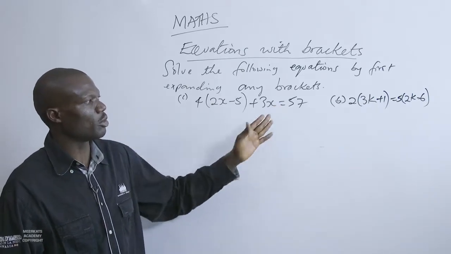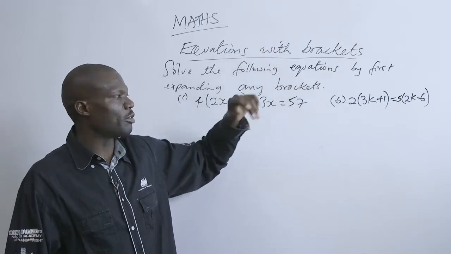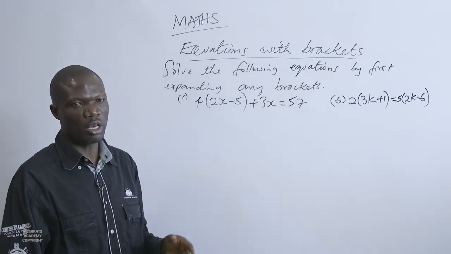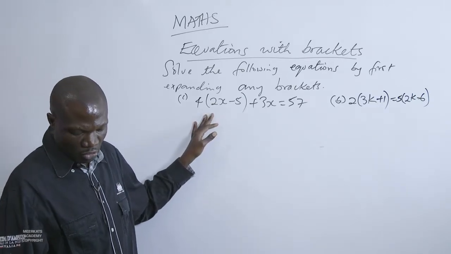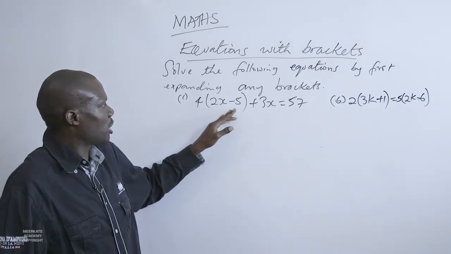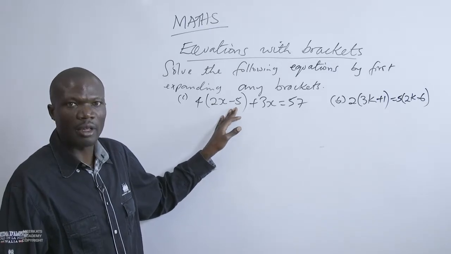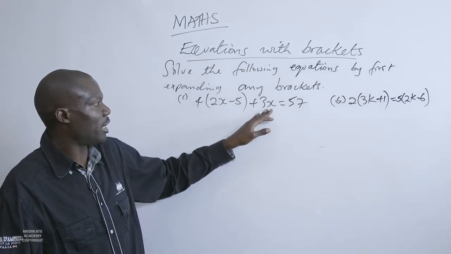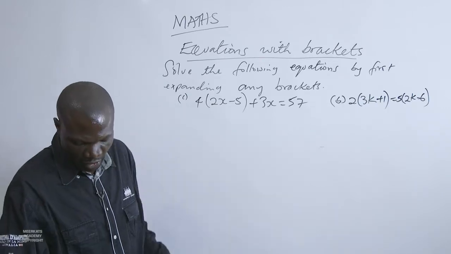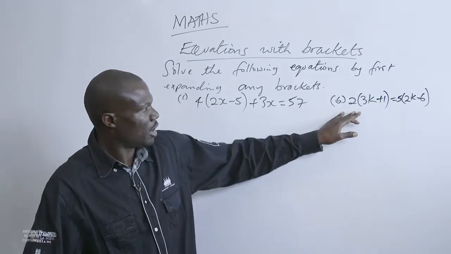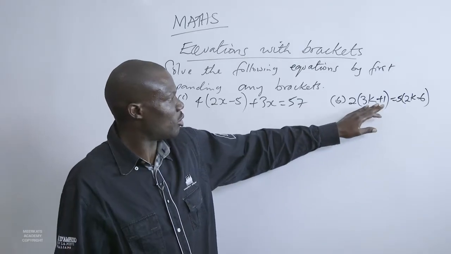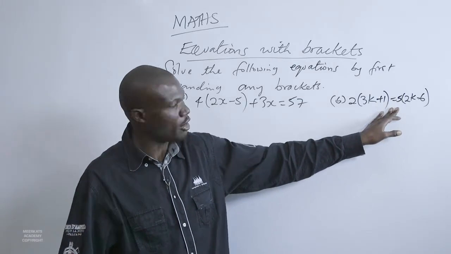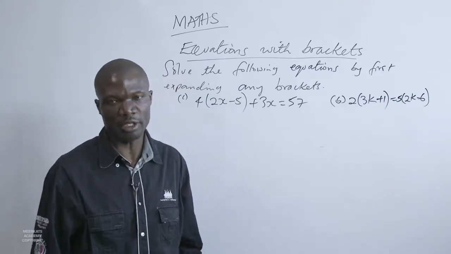And this one, we want to see how we shall open the brackets from both ends and then work out as we solve. So the first question is asking us to solve 4 into 2x minus 5, then plus 3x is equal to 57, and the second is 2 into 3k plus 1 is equal to 5 into 2k minus 6.